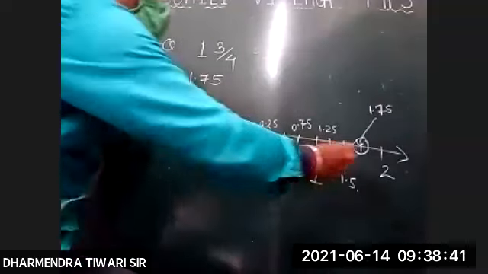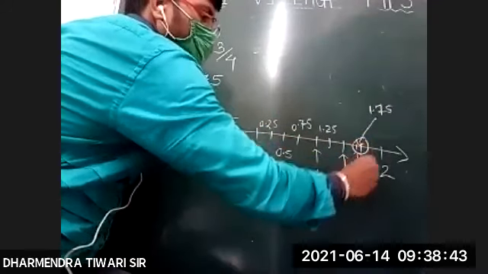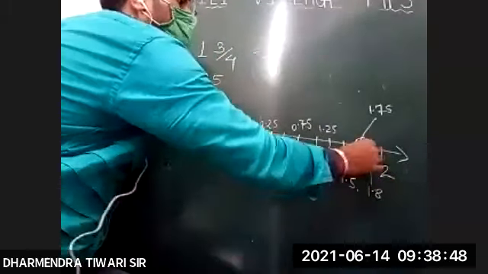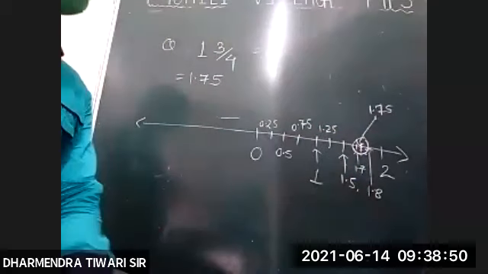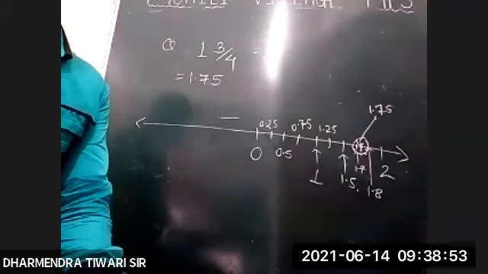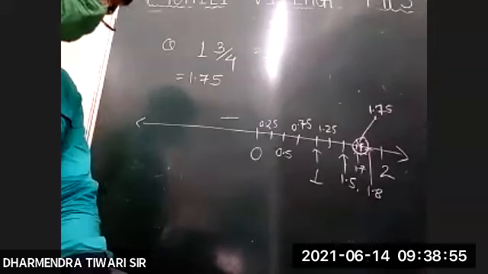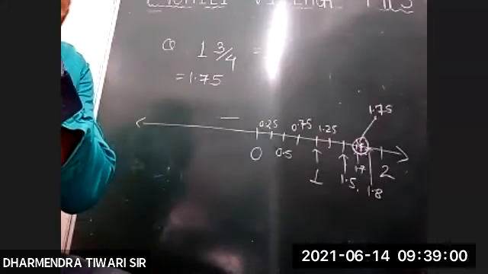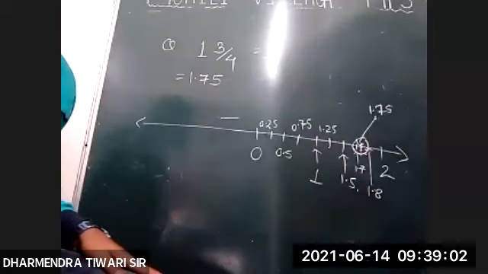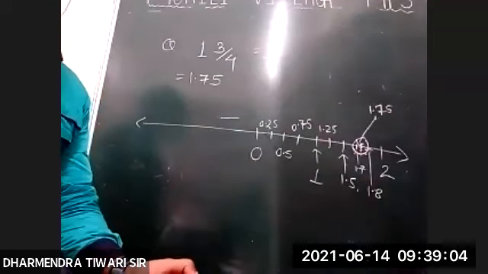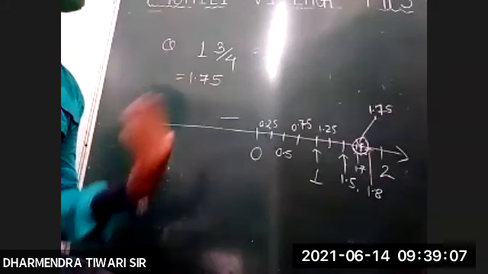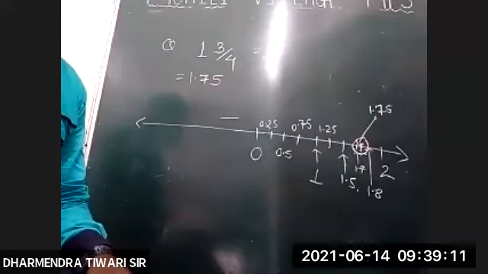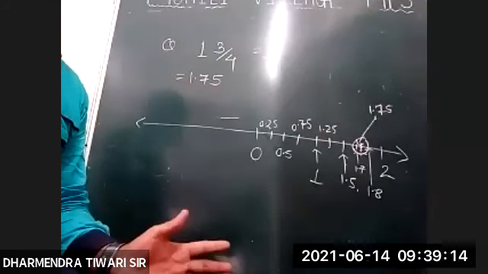But what do you need to do then? This is 1.7. This is 1.8. Between 1.7 and 1.8 is 1.75. Even this will do. No issues. So as per requirement and convenience and our understanding, we can easily plot the number. So it's all about rational numbers and their plotting on a number line. This we have done in our 8th standard.